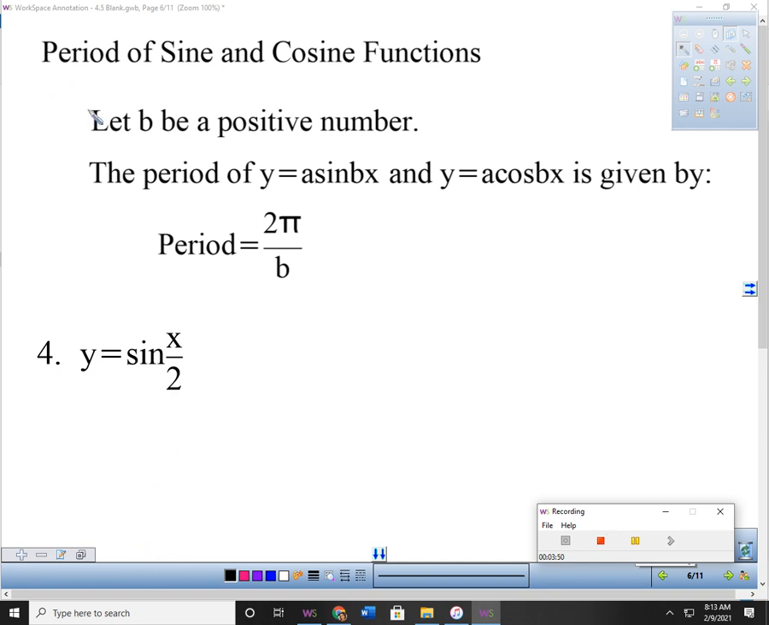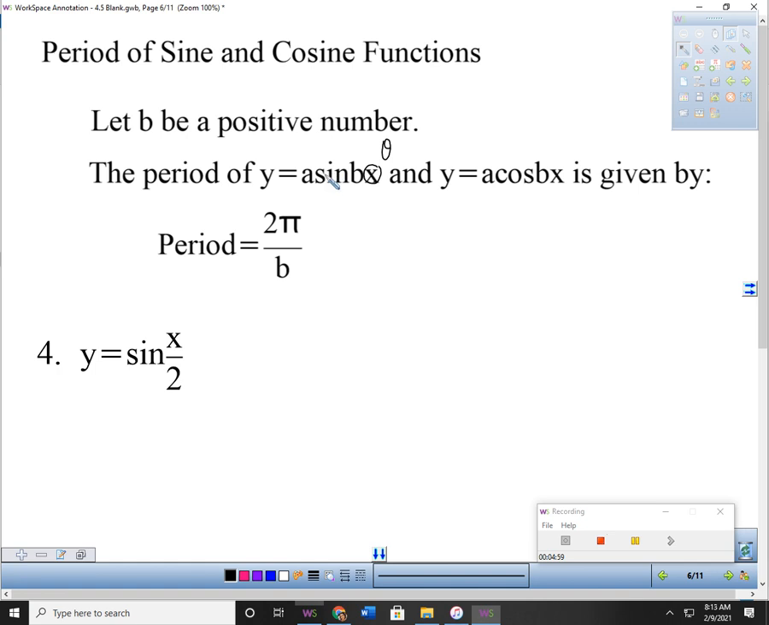So your period of sine and cosine, we're going to let b be some positive number. The period of y equals a sine of bx, where b is just some number that you're multiplying times that value in there, and y equals a cosine bx is given by 2 pi over b. 2 pi is normally what my basic sine period is. It starts at 2 pi. Then it changes based on what you're multiplying times the x value. Or sometimes this is theta. They might put theta there, or they might put a different letter.